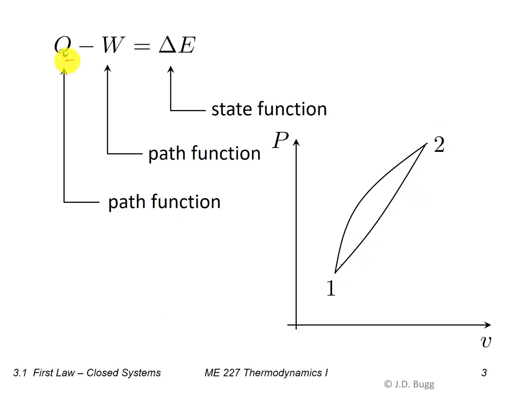So the two quantities on the left-hand side of this equation are path functions. However, the difference between them is not. It's a state function. And we can make use of that fact when we're solving problems.